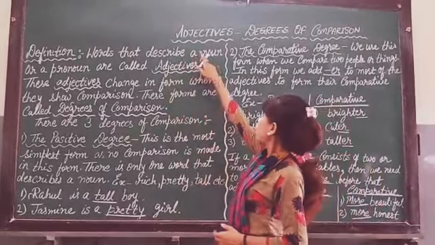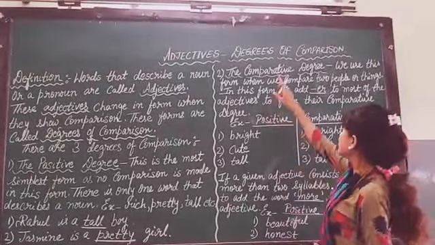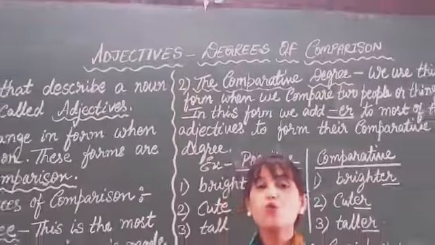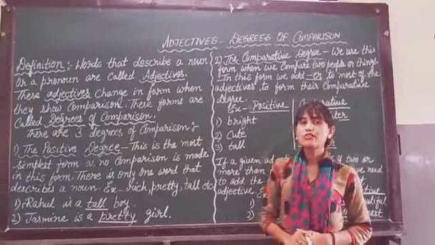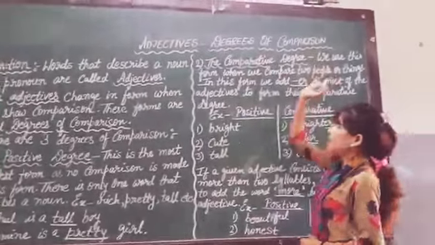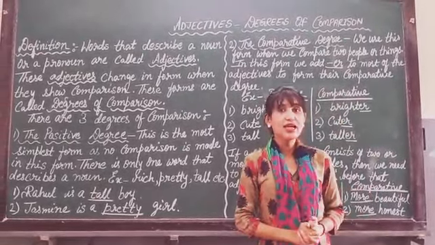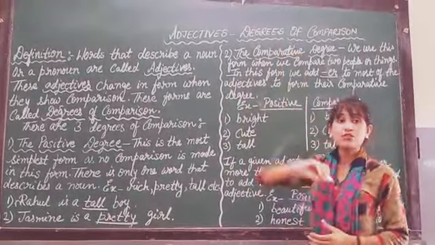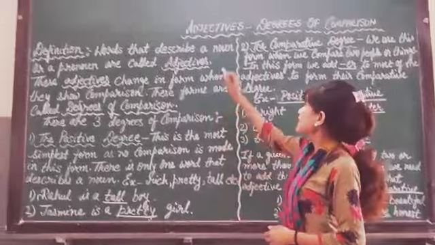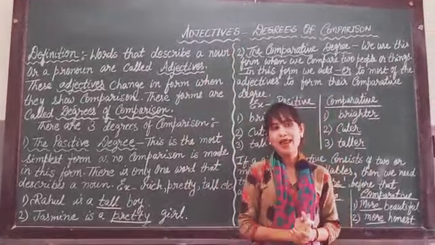Now, just go to the name of the chapter. Adjectives, degrees of comparison. You understood what adjectives are: a word that describes a noun or a pronoun. So what do you mean by degrees of comparison? Is it very confusing? Nothing to get confused. Degrees here stands for the forms. These adjectives change their forms when they show comparison.